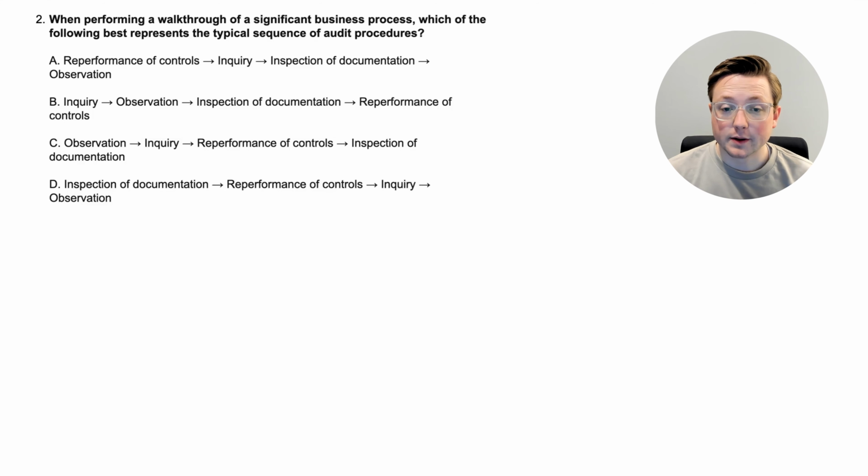Option A, reperformance of controls, then inquiry, then inspection of documentation, then observation. Or option B, inquiry, then observation, then inspection of documentation, then reperformance of controls. Or C, observation, inquiry, reperformance of controls, inspection of documentation. Or option D, inspection of documentation, reperformance of controls, inquiry, and observation.